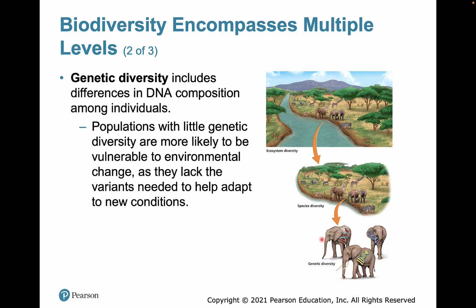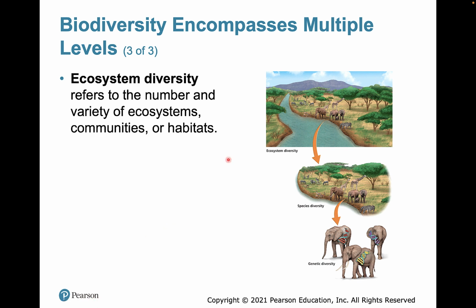Genetic diversity here, okay, talks about differences in DNA composition among individuals. This is why inbreeding is a problem, okay? Because there's too much genetic similarity, not enough genetic diversity. Okay, populations with little genetic diversity are more likely to be vulnerable to environmental change. They can't withstand changes as they happen. They don't have the variation to help them adapt. They don't have that mutation, okay, because they're too genetically similar. We're going to talk about that again and again and again, particularly as we get into the last unit of the course. Okay, we can talk about ecosystem diversity.